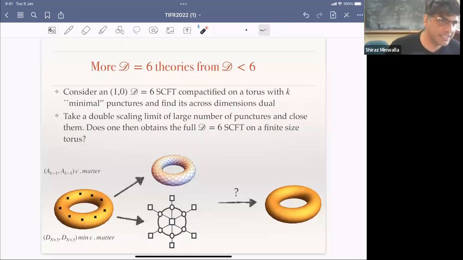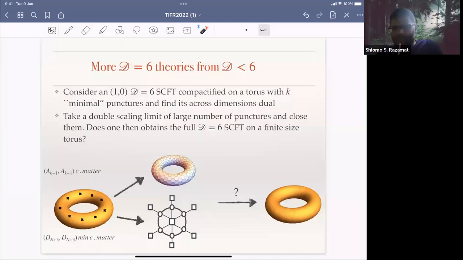Sorry, Shlomo, this deconstruction idea sounds similar to the way that, let's say, a D3 brane on a circle can be described by an infinite number of D2 branes on a circle. Exactly. It's the same idea.